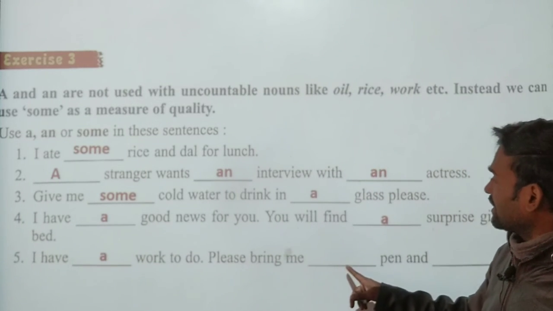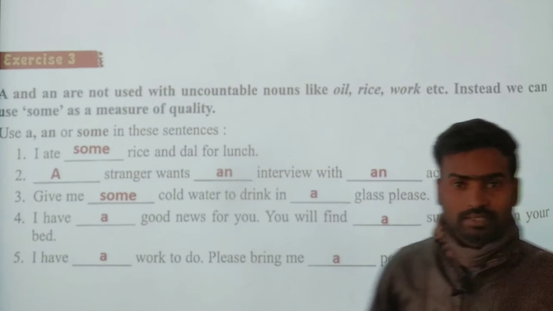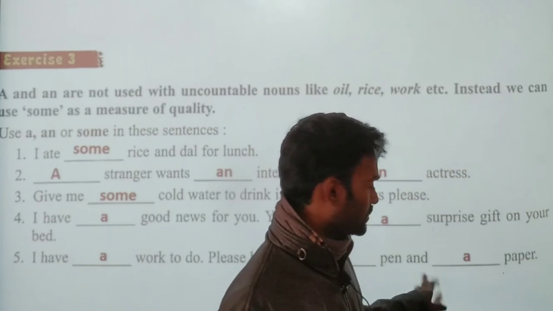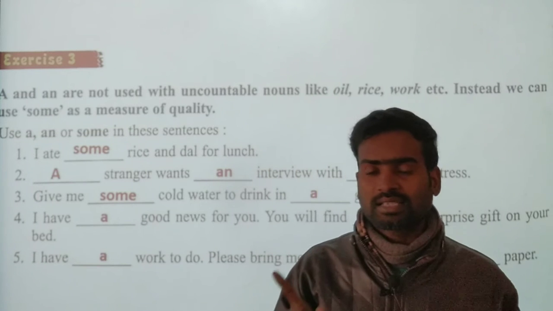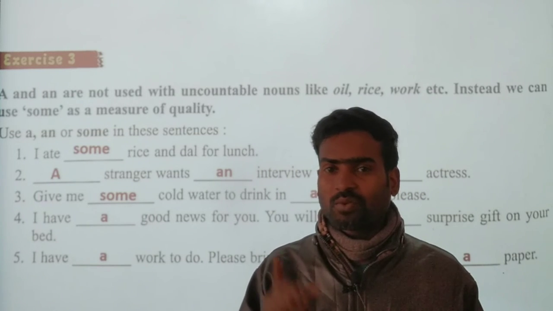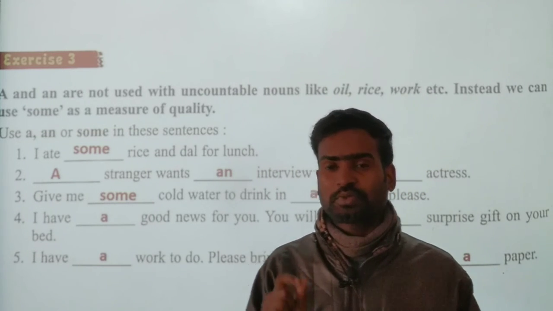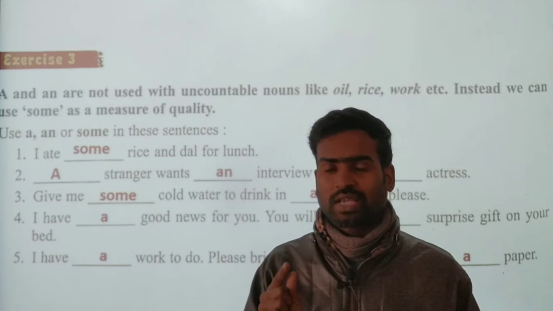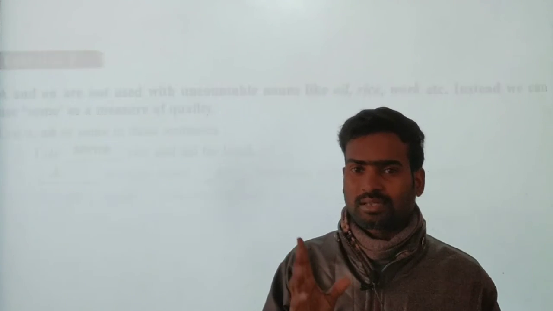Please bring me a pen and a paper. So for paper and pen, we can say one. But water, oil, those are uncountable nouns. We cannot say one, two. We can use some here.